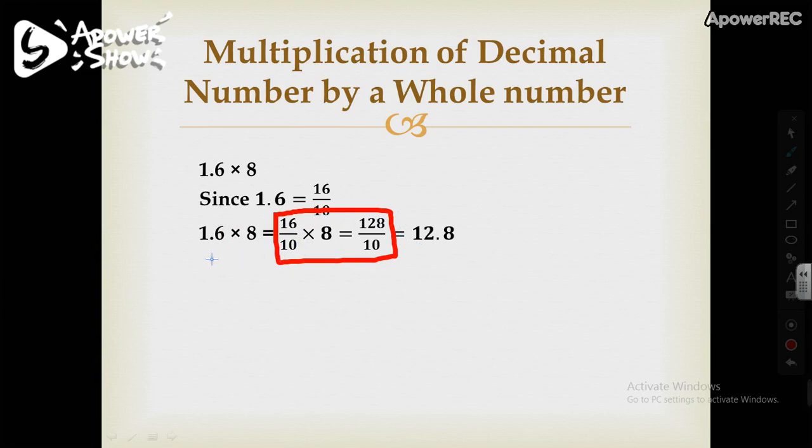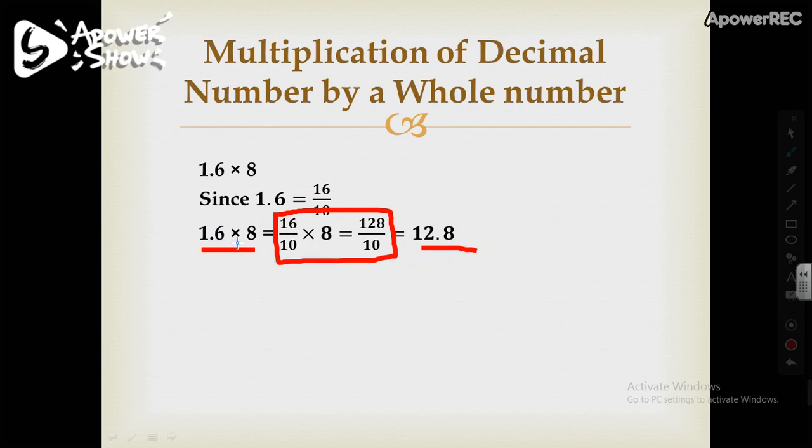So for this you have to compare these two values. So 12.8 can be obtained by multiplying 1.6 by 8. How? Just look here. If we first ignore this decimal point, then if we multiply 16 by 8, we get 128. So 16 multiplied by 8 equals 128. I am first ignoring this decimal point. So by multiplying 16 by 8 we get 128.